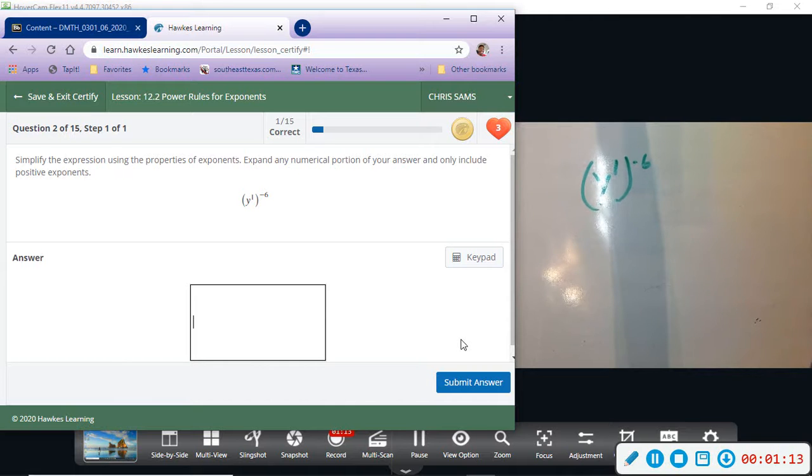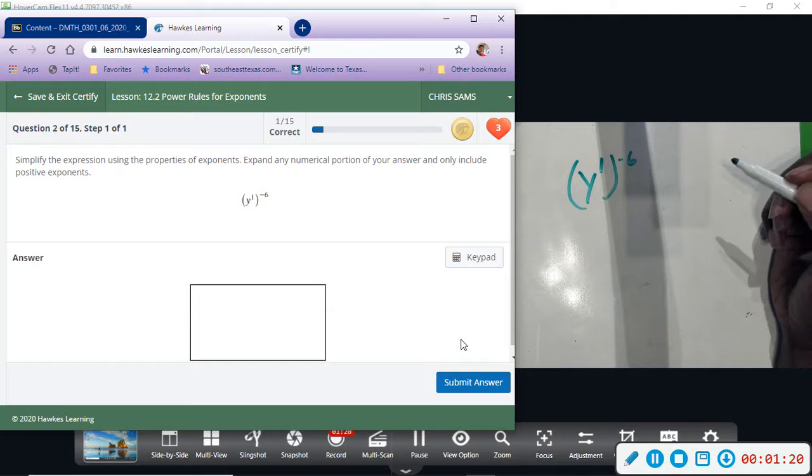Sorry about the glare. Either I'll have a glare or a shadow. I don't know which one is better. Okay, we'll go with the shadow.